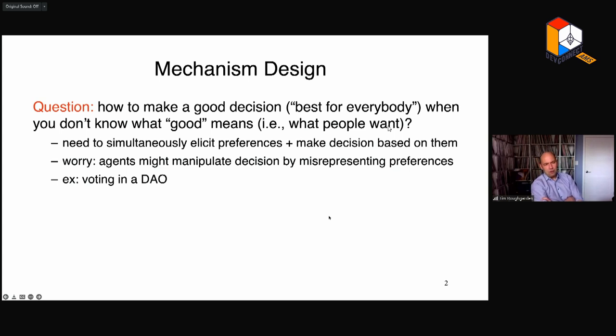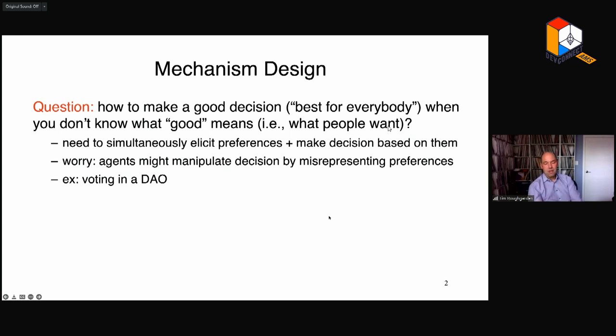And of course, the concern is that given that you're simultaneously getting preferences and making a decision based on them, you worry that participants in your mechanism may try to manipulate your decision by misrepresenting their preferences. At this level of generality, this covers all kinds of stuff. In particular, the design of a voting system in a DAO would totally be a mechanism design problem in this sense.